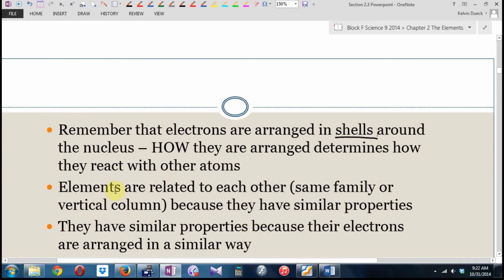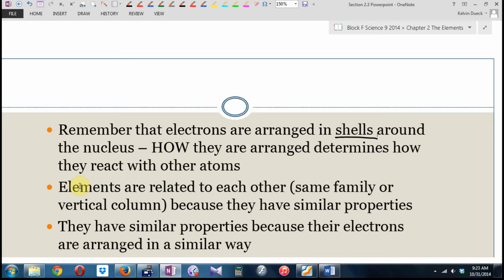Elements in the same vertical column are related to each other because they have similar properties. We saw the alkali metals a couple of days ago. I showed you the video of how they explode when you put them in water. As you go further down the periodic table, they get more reactive. I think when they dropped cesium in, it blew up the container, right? The reason they have similar properties, and this is really what explains all of chemistry, is because their electrons are arranged in a similar way.